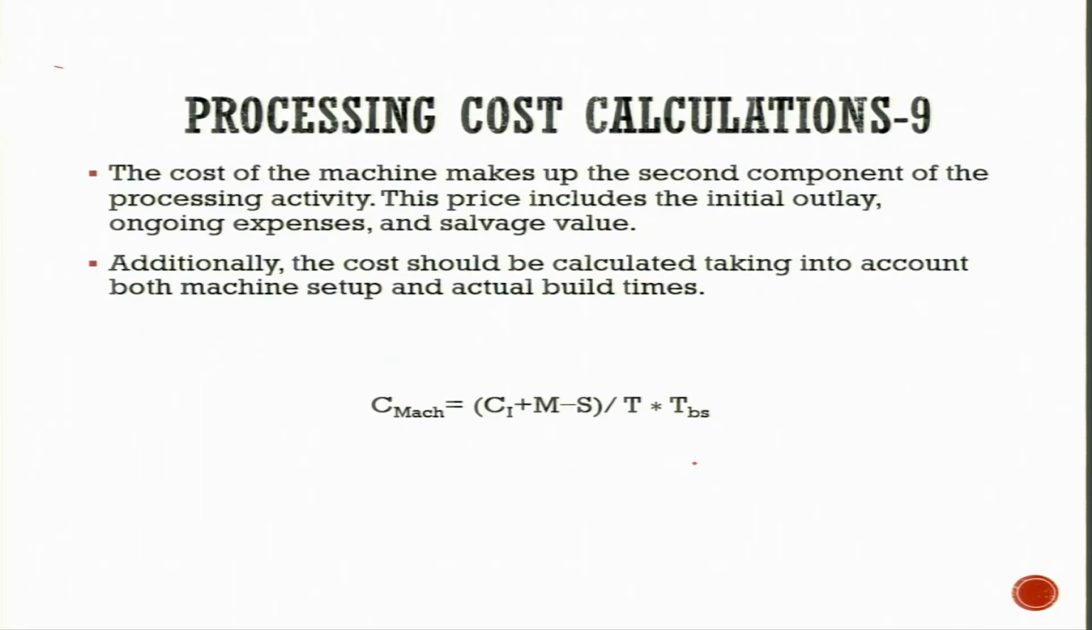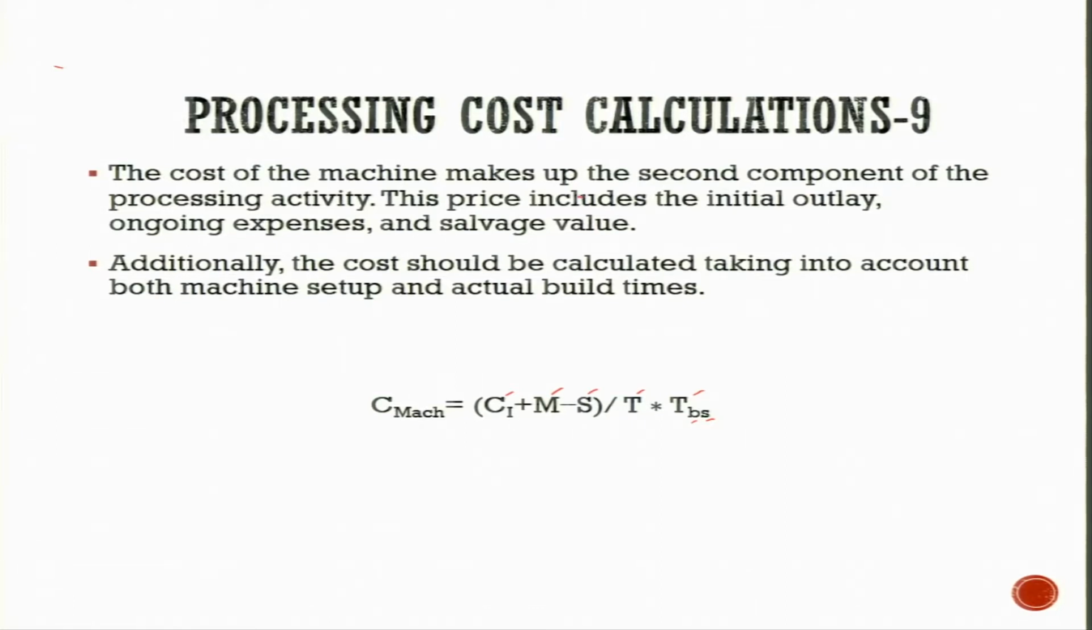Now comes the cost of the machine. Cost of the machine includes the machine purchase value, then we have the maintenance cost of the machine and the salvage cost of the machine, which is a very general way of the calculation, divided by the total useful life of the machine. So here TBS is the time required to set up and build both. So setting and building, both the times are included here.